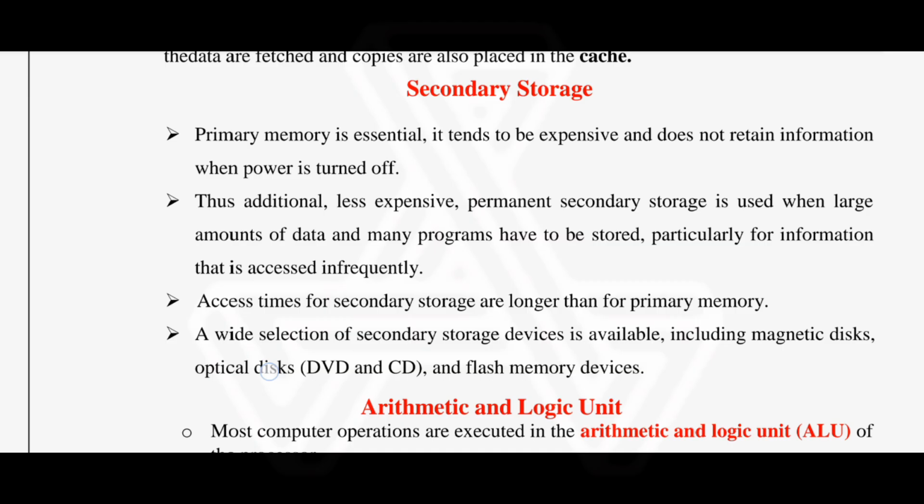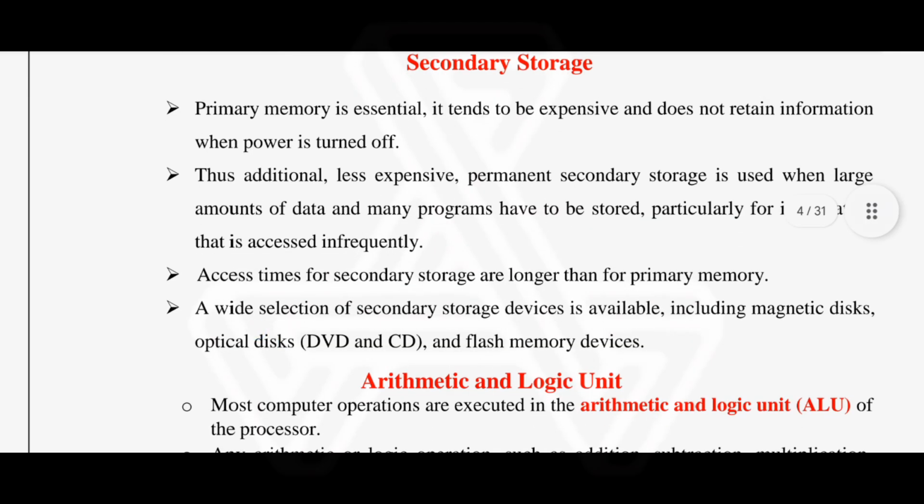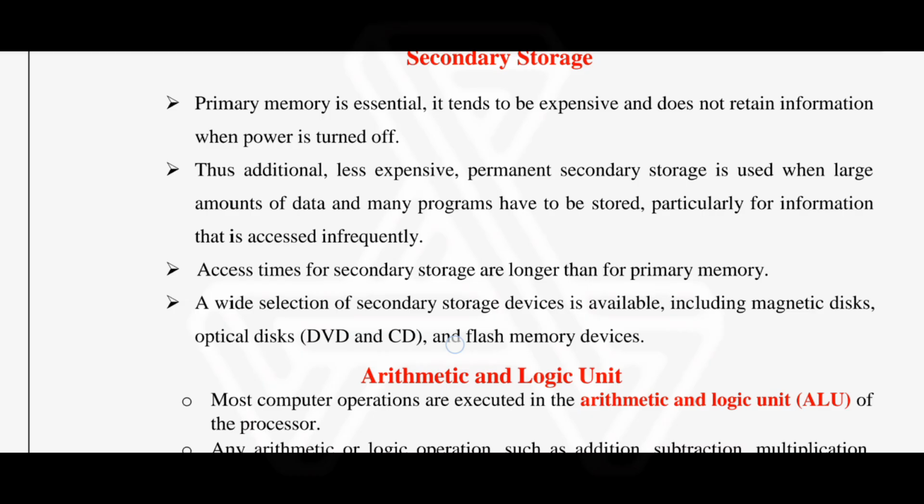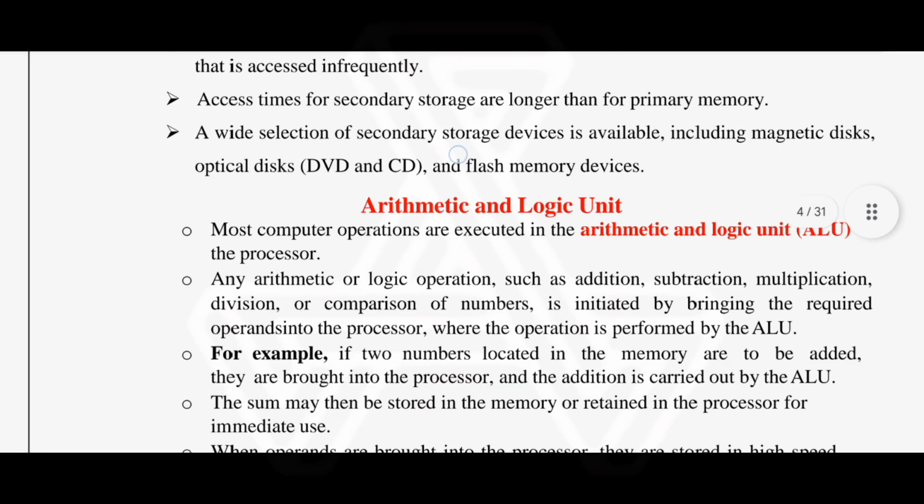Primary memory is essential. It tends to be expensive and doesn't retain information when power is turned off. Additional, less expensive permanent secondary storage is used when large amounts of data and many programs have to be stored, particularly for information that is accessed infrequently. Access times for secondary storage are longer than for primary memory. A wide selection of secondary storage devices is available, including magnetic disks, optical disks, DVDs, CDs, and flash memory devices.